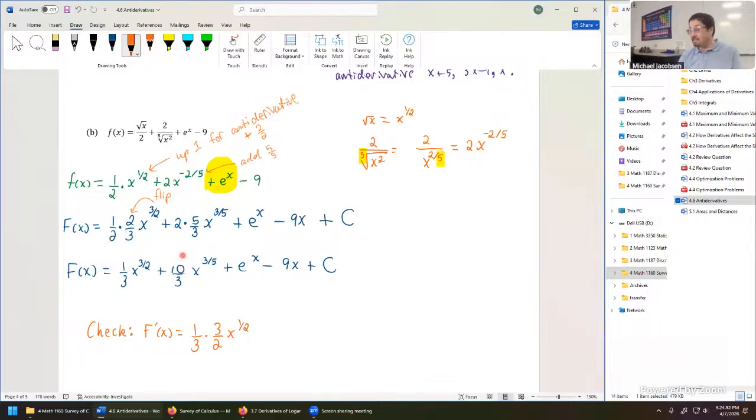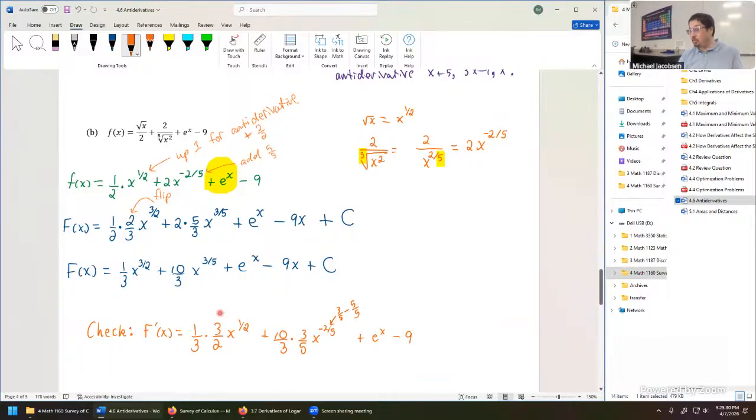And then rinse and repeat. Go plus 10/3, 3/5 comes down. New power of an x, we subtract 1, so that's 3/5 minus 5/5, giving us -2/5 altogether. I'll put a little arrow to show getting that -2/5 on that one. Then derivative of e to the x, no change. The derivative of a linear function just carries in the slope, -9. And the constant goes to 0, so we don't have to write it down. We'll leave it off this time.